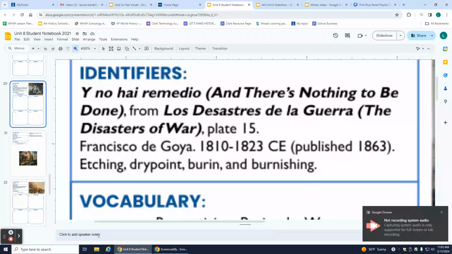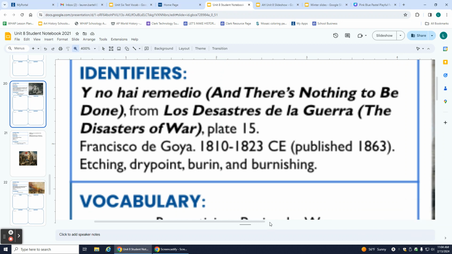Hi everyone, we're going to talk today about two artworks. The first one is And There's Nothing to Be Done by a very famous Spanish painter, Francisco Goya. This is going to be form, function, content, context.